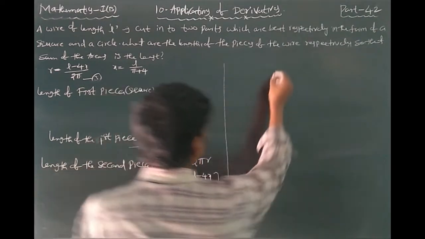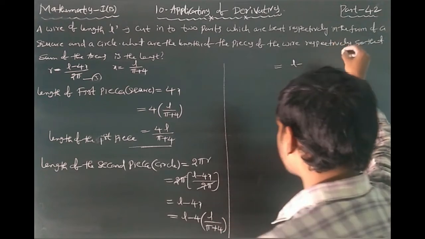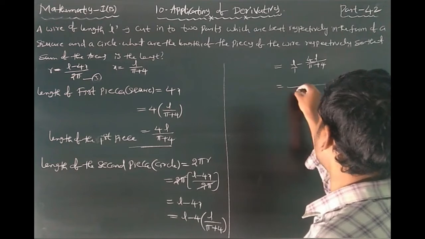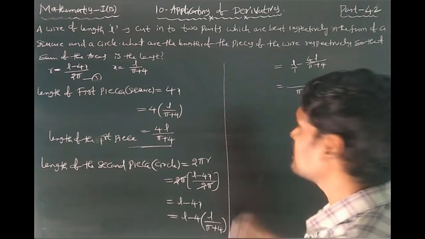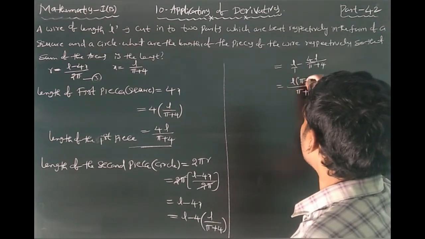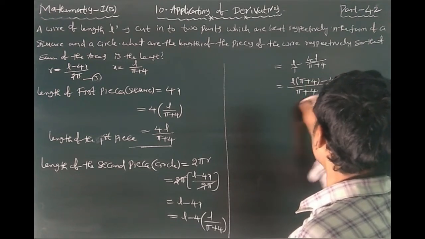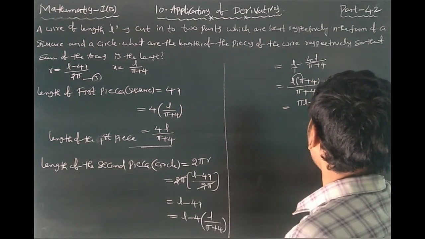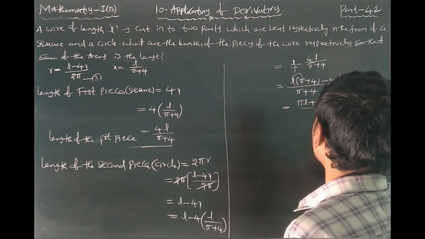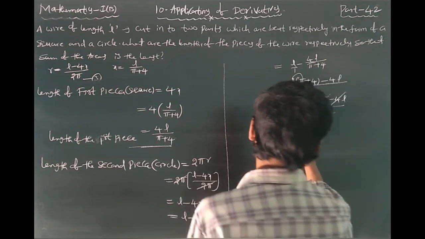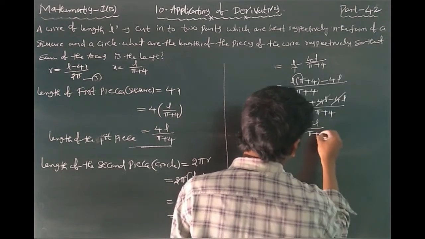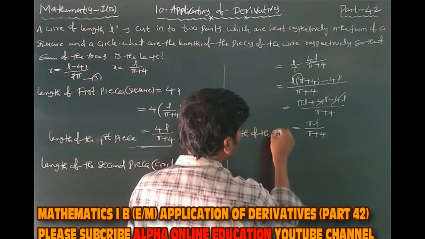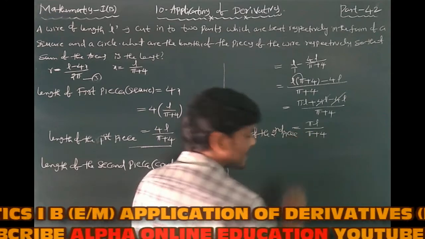After that, you can write L minus 4L/(5+4). You have to take the LCM. What is the LCM? 5+4 is the LCM. Next, L into (5+4) minus 4L. Multiply internally: 5 into L, 5L; 4 into L, 4L; minus 4L over 5+4. Here 4L gets cancelled. 5L/(5+4). This is the length of the second piece.